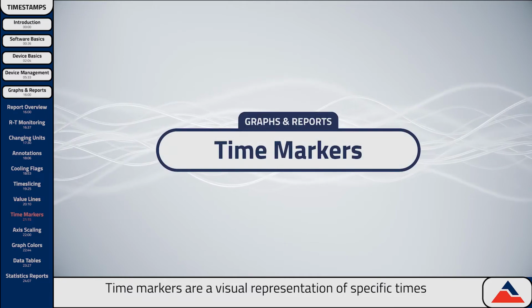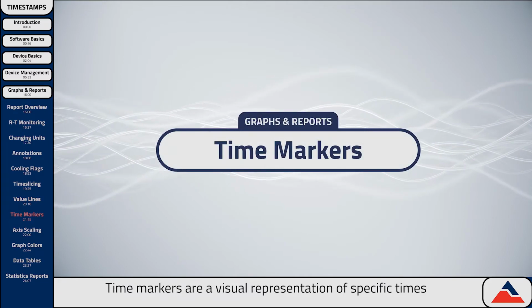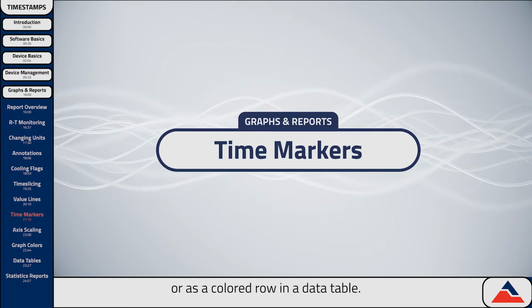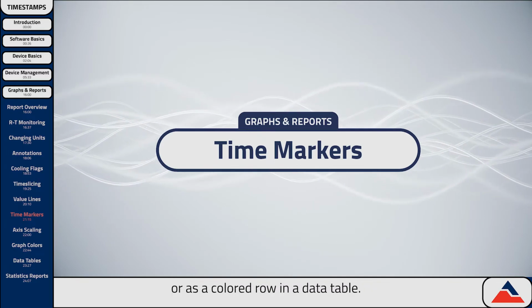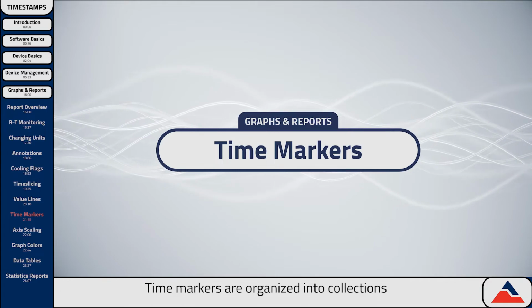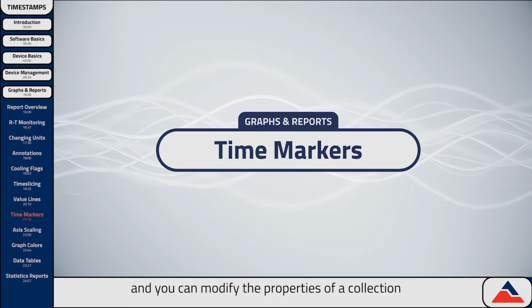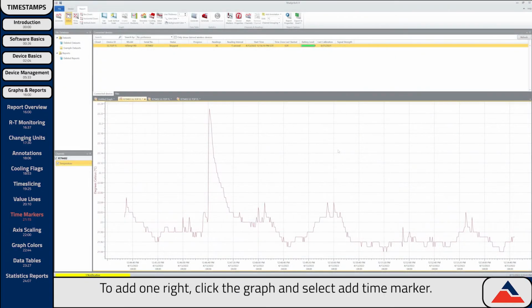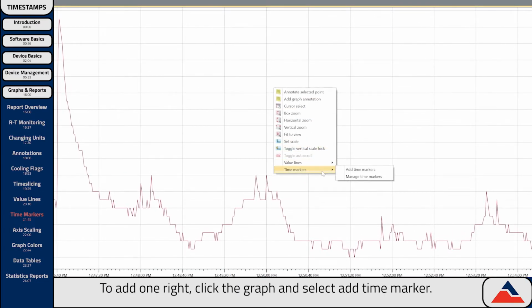Time markers are a visual representation of specific times within the recorded data. It appears as a vertical line in a graph report or as a colored row in a data table. Time markers are organized into collections, and you can modify the properties of a collection to apply settings to all time markers within that collection. To add one, right-click the graph and select Add Time Marker.